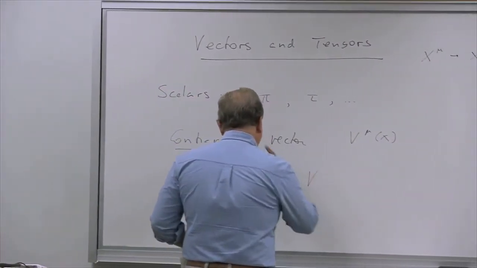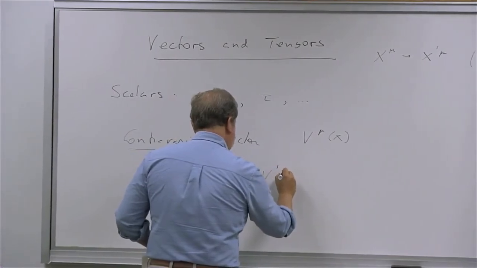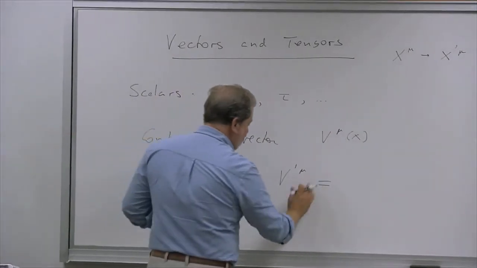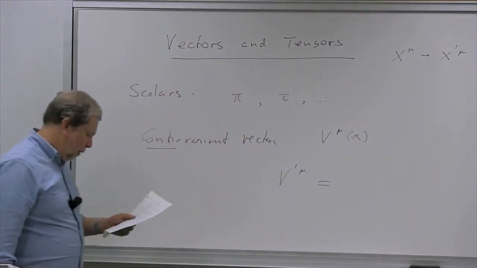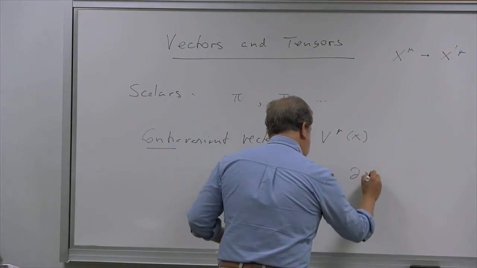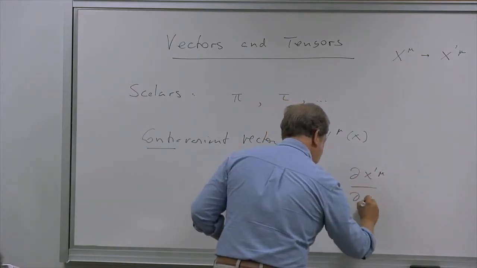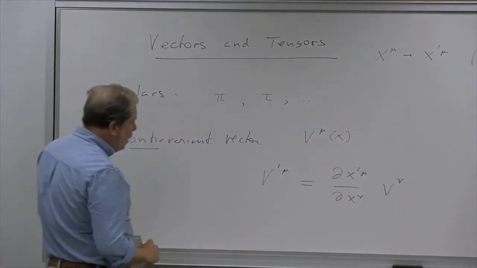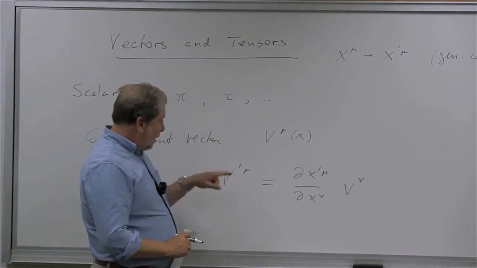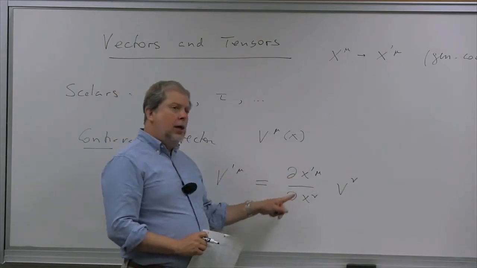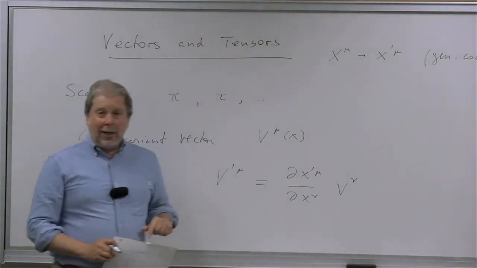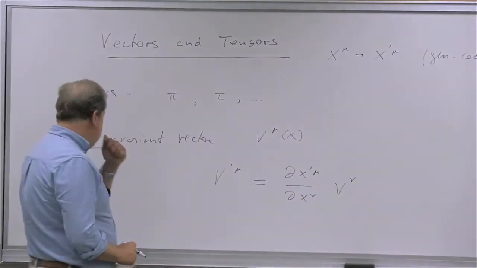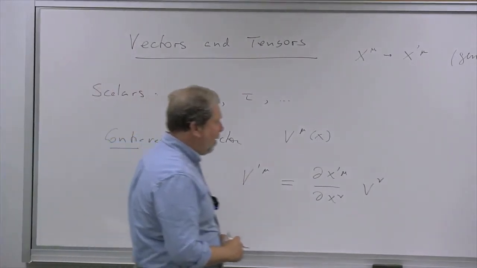So a contravariant vector transforms as v prime mu, and this is always a function of x and x prime, and this is going to be equal to dx prime mu by dx nu times v nu. So a contravariant vector has an index upstairs, and it transforms via a dx prime by dx. It is crucial to see that the prime is upstairs and not downstairs. And that should be contrasted with a covariant vector.